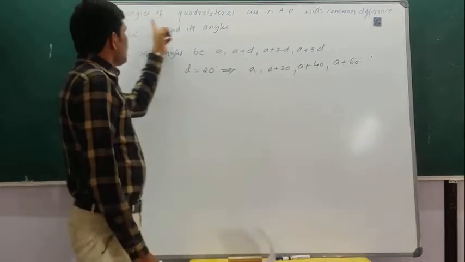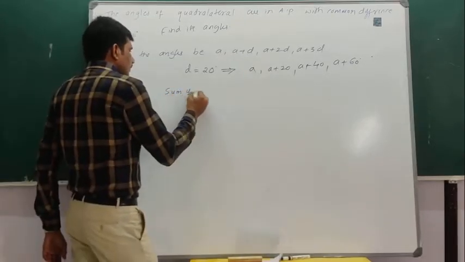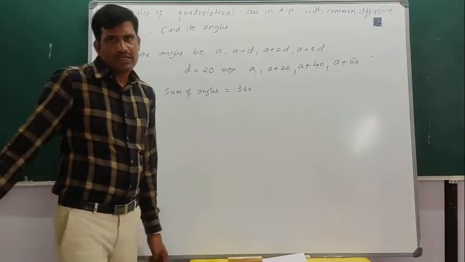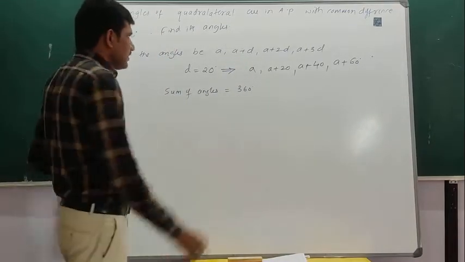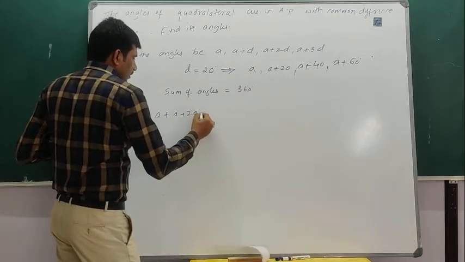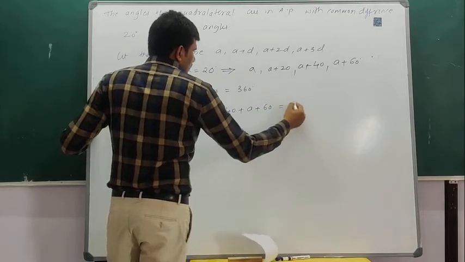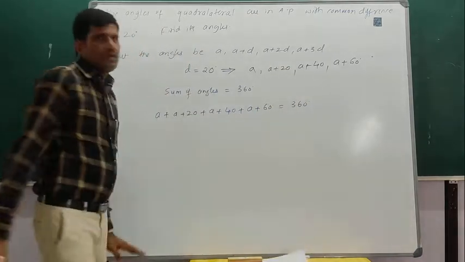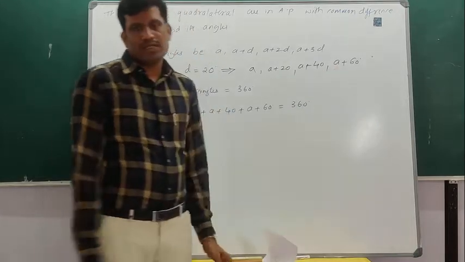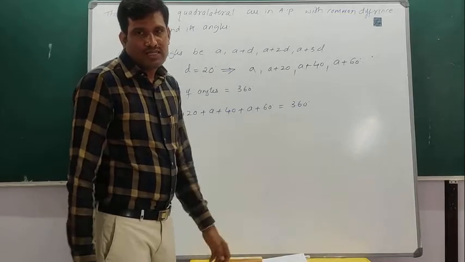Now, since the quadrilateral is given, the sum of angles is equal to how much? The sum of angles in a quadrilateral is 360 degrees. So a, then a plus 20, then a plus 40, then a plus 60 is equal to 360 degrees. The first angle is a, the second angle is a plus 20, the third angle is a plus 40, the fourth angle is a plus 60. If you add these angles, we must get 360 degrees.